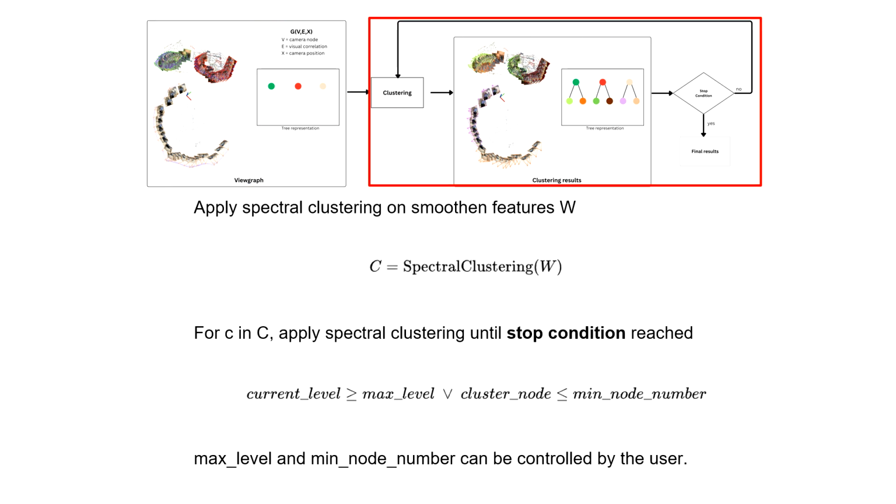Next, we run spectral clustering on the similarity matrix to split the cameras. We recurse on each subcluster and stop when either the tree reaches a maximum depth or a cluster falls below a minimum size. This produces a clean, multi-resolution camera hierarchy for the LOD viewer.